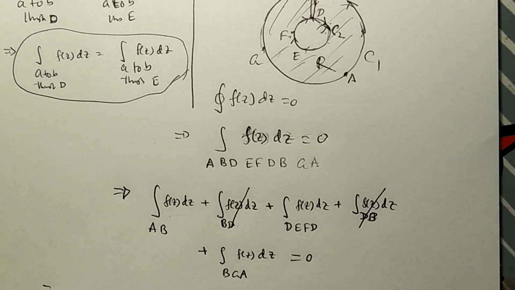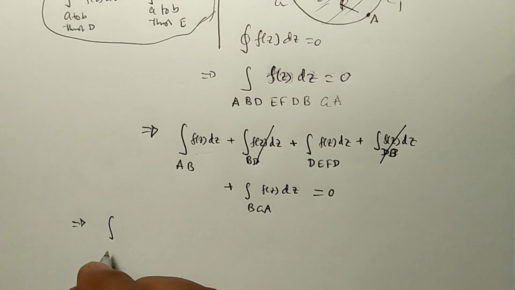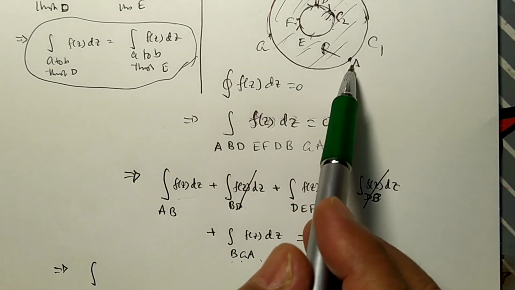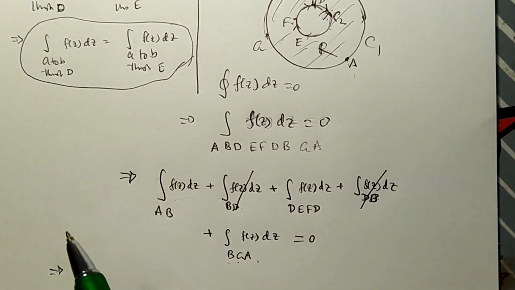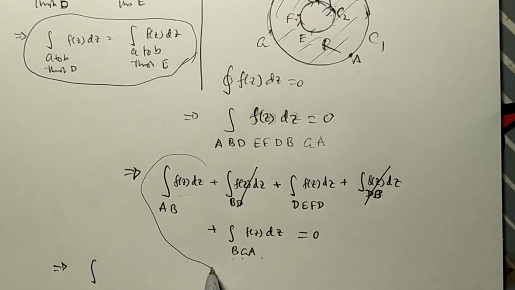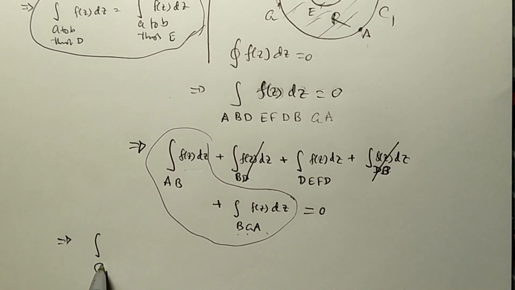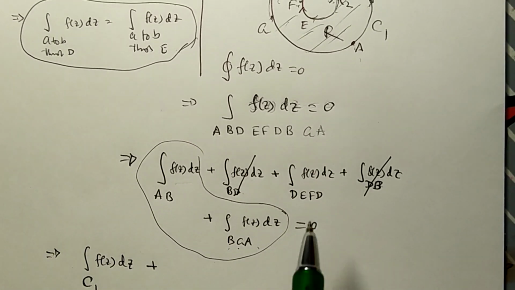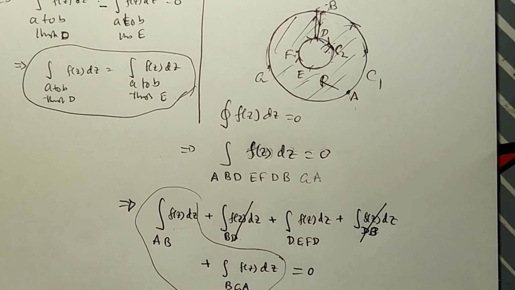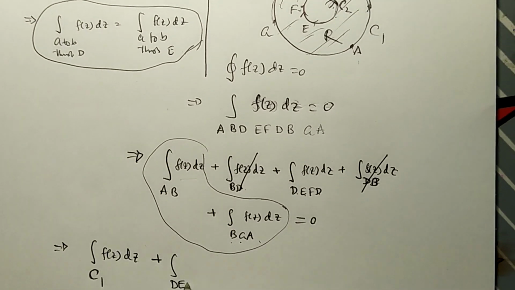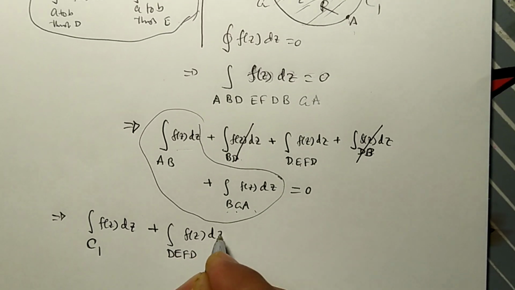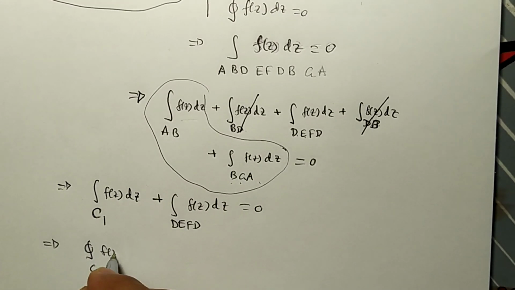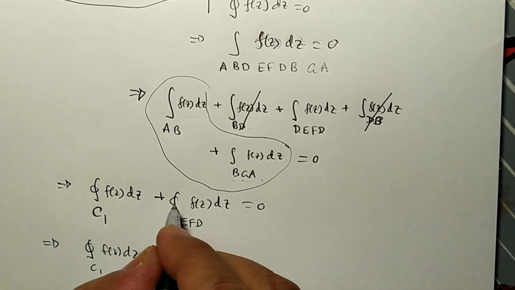Okay, so you are left with integration. Now see A B and this is BGA. That means if you couple these two, they give me the path C1, f of z dz, right? Then plus DEFD, f of z dz, that equals 0, and therefore integration over C1 of f of z dz, this will be a circle, this is also a circle.